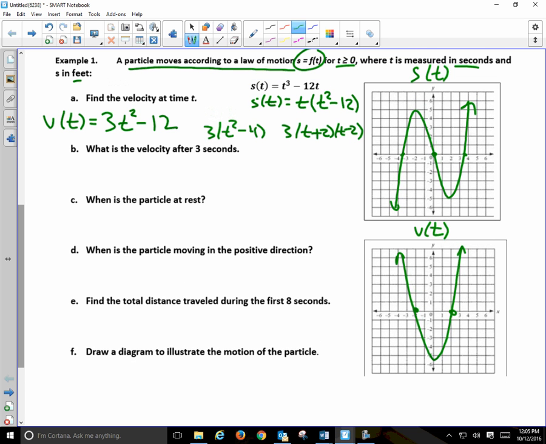Now, if you look at my generic sketch up here, it's not a perfect sketch at all. But as you look at my position function, approximately at what x values does it seem like the derivative is equal to 0? Yeah, you can see right there, it looks like it's 0. And right there, it looks like the derivative is 0. Does that match with my graph?